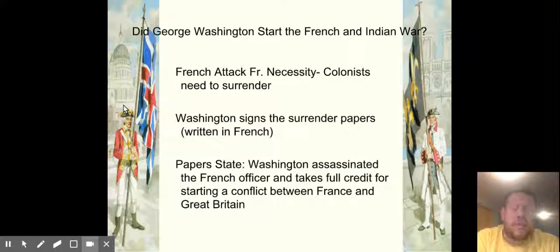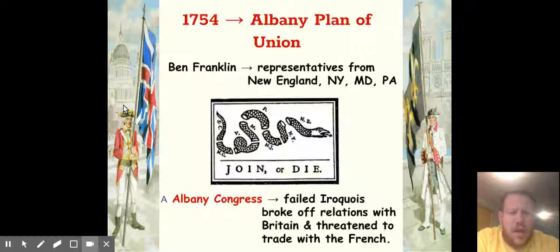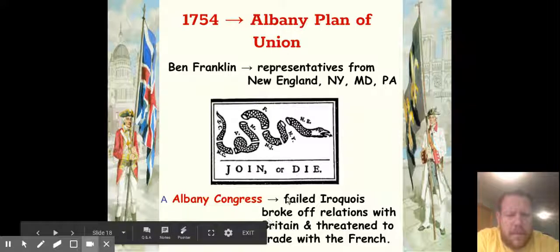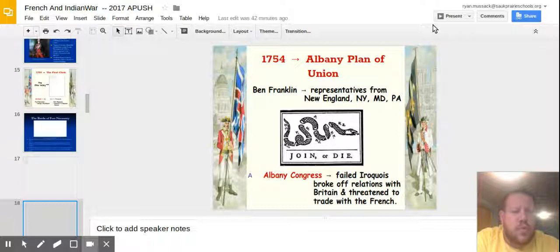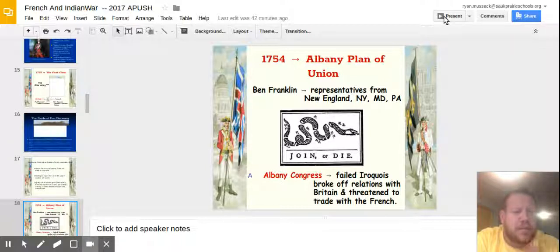What else is going on down in Virginia? Okay, you have up in Albany, up in New York, Benjamin Franklin from Pennsylvania getting representatives from different states together: New England, New York, Maryland, Pennsylvania. There was a very, very famous cartoon out here, where they had the Albany Congress, where they're talking with the Iroquois about who they're going to work with, who they're going to trade with, because of their concerns in terms of Native American alliances.